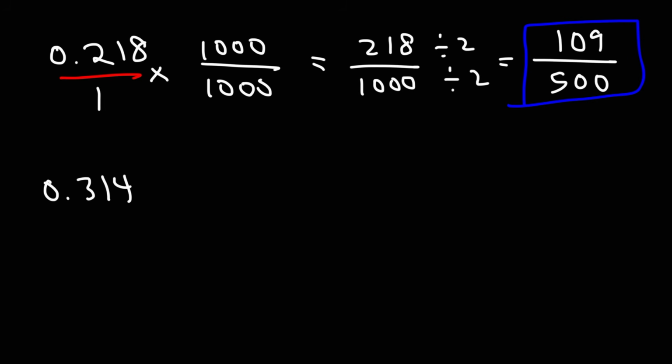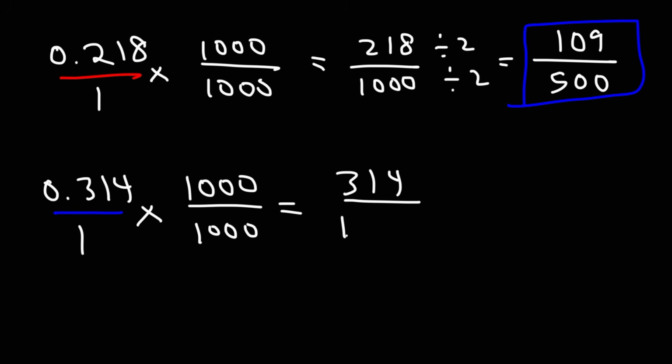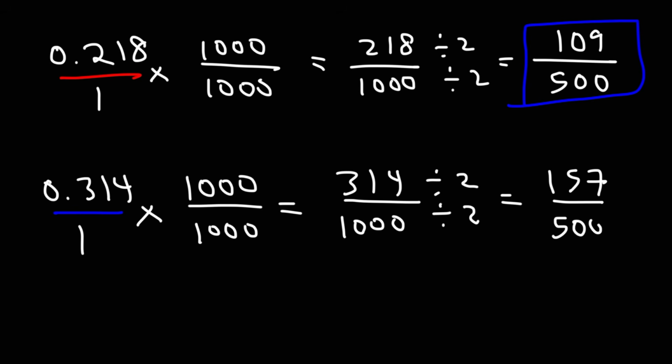Now let's try another example, 0.314. Go ahead and convert that into a fraction. So just like before, we're going to multiply by 1,000 over 1,000. 0.314 times 1,000 is 314. Now let's divide by 2. Half of 314. 314 divided by 2 is 157. 300 divided by 2 is 150, and then 14 divided by 2 is 7. When you add 150 and 7, you get 157. And we know half of 1,000 is 500. So this is going to be 157 over 500.